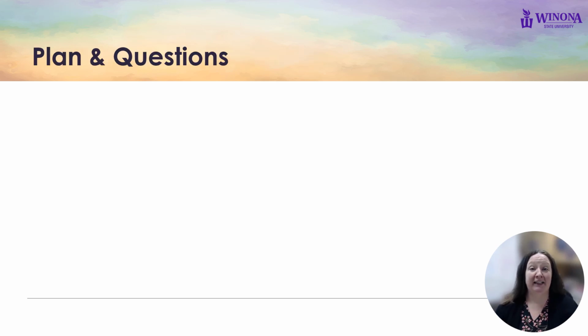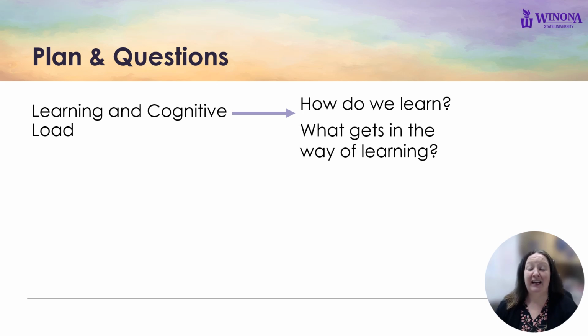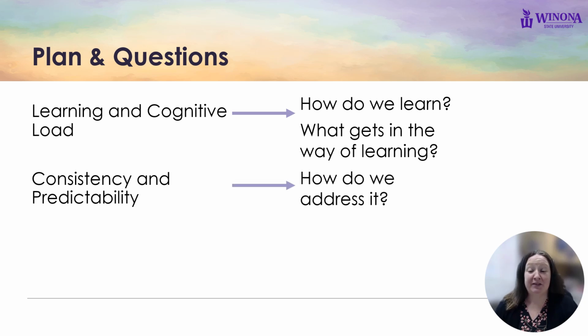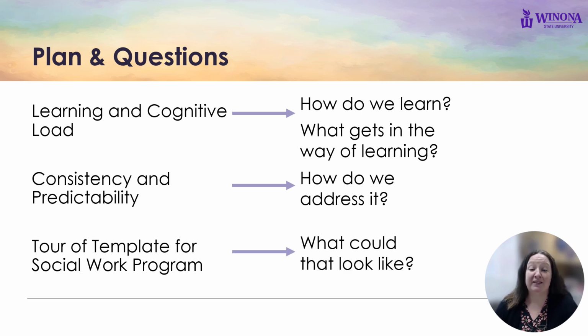So the plan and some questions that we will tackle in this presentation. We'll start with learning and cognitive load. Specifically, how do we learn and what gets in the way of learning? We'll talk about consistency and predictability, specifically looking at how we address the challenges of learning. And finally, we'll take a tour of the template that was created for our social work program so you can see what this might look like by introducing consistency and predictability.